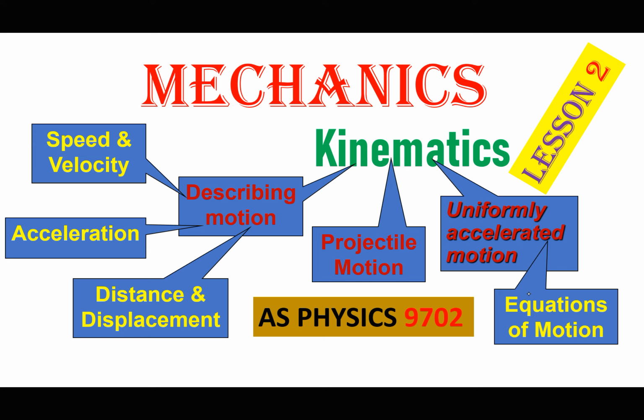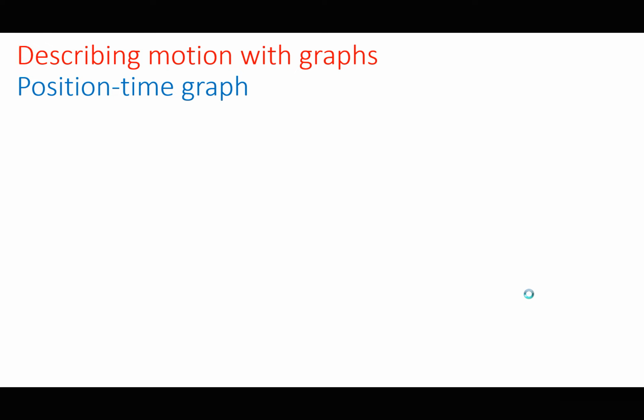Lesson 2 of kinematics. In lesson 1, we basically tried to emphasize that we can describe motion in terms of speed and velocity. We mentioned average speed and average velocity. We mentioned acceleration as the rate of change of velocity. We mentioned distance and displacement. So we can describe motion in terms of those words. So today, in lesson 2, I want us to describe motion using graphs. So lesson 2 will start with describing motion using graphs, and we shall start with a position time graph.